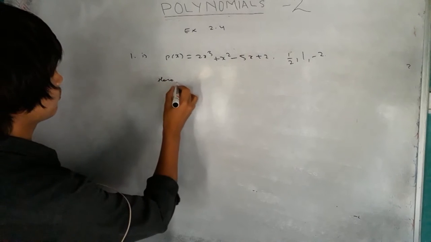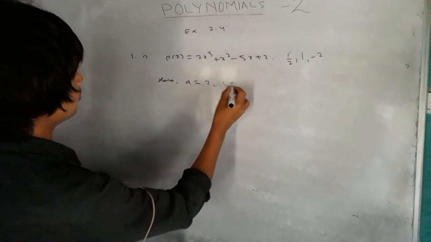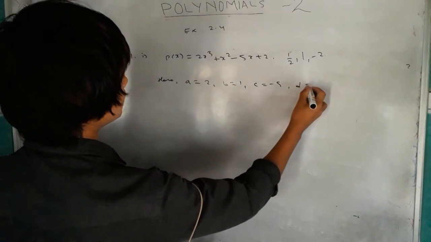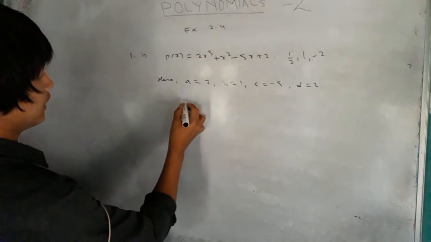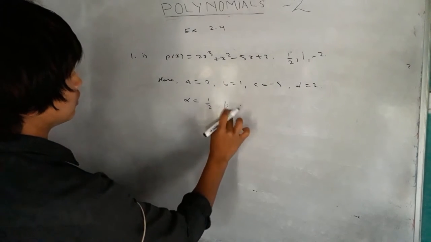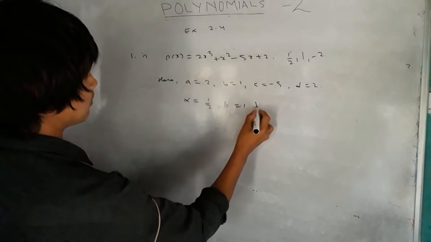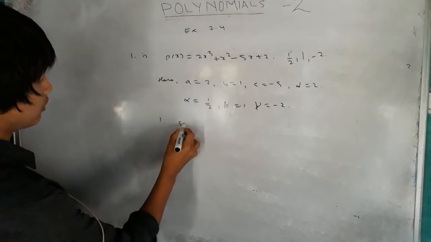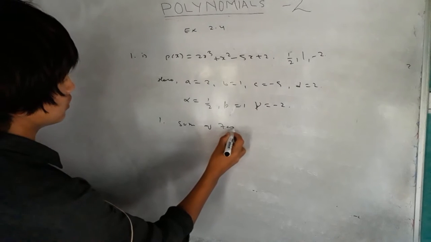Here, what is a? A is 2. What is b? B is 1. What is c? C is minus 5. And what is d? D is 2. And what is alpha? Alpha is half. What is beta? Beta is 1. What is gamma? Gamma is minus 2. So we need to verify number 1, sum of zeros.